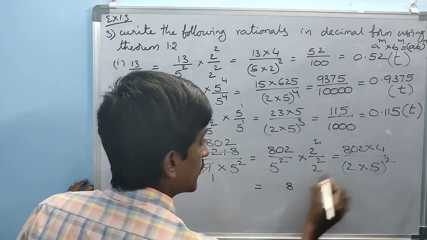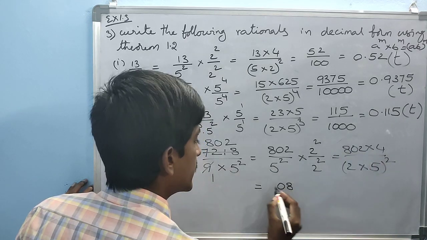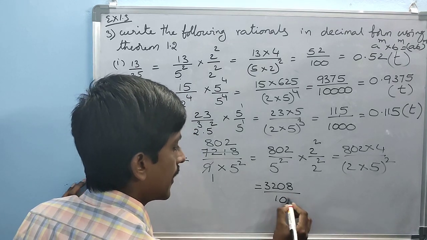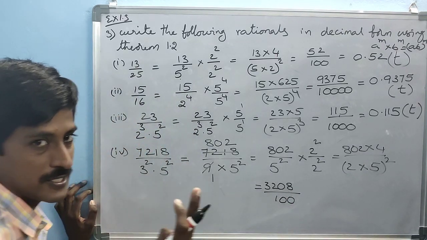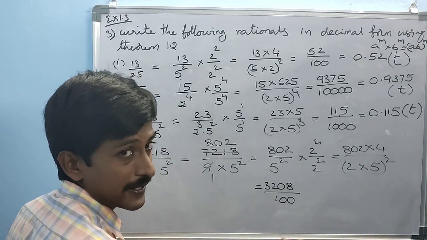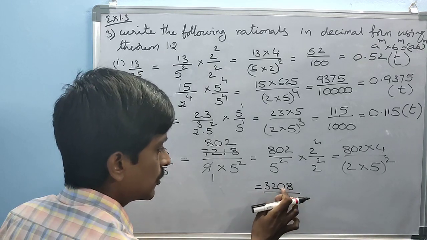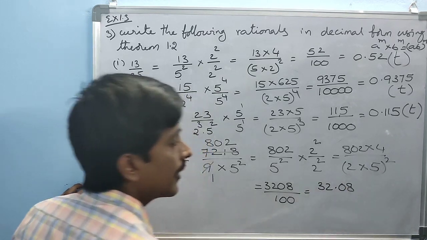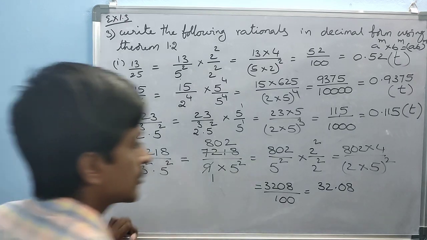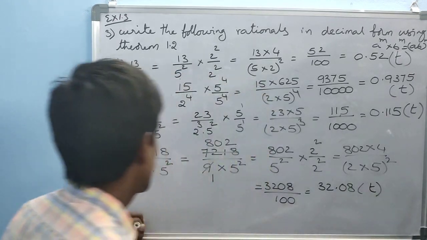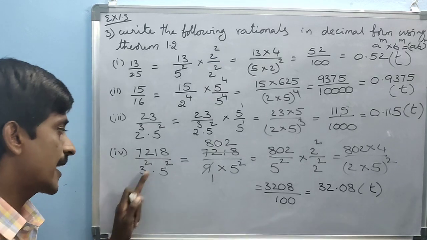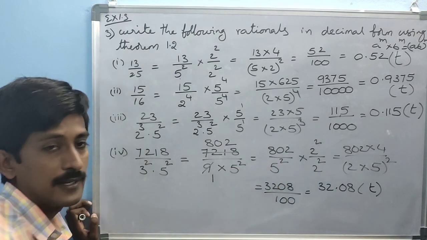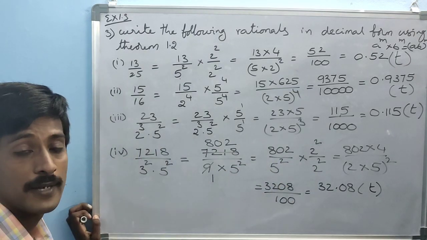4 2s are 8, 4 0s are 0, 4 8s are 32, by 2 into 5, 10, 10 square, 100. So in the denominator 2 zeros are there. So you take the decimal point before 2 digits: 1, 2. So 32.08. It is also a terminating decimal. Here 3 square, 9, is cancelled in both numerator and denominator. That's why it is terminating. Otherwise it is non-terminating.